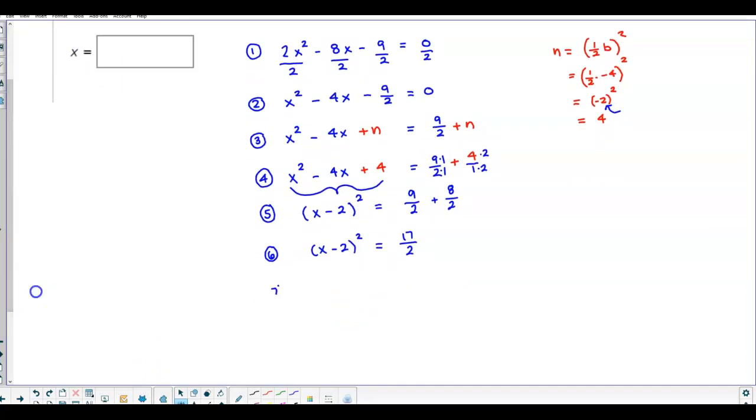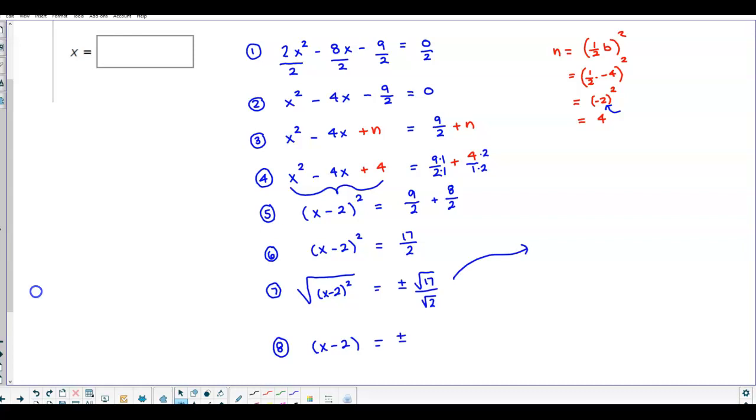Now, in step number 7, we're going to use the square root property. So we're going to take the square root of both sides. So we have x minus 2 squared here, the square root, and then plus or minus, don't forget the plus or minus, the square root of 17 over the square root of 2. So now in step number 8, we have x minus 2, and that's equal to plus or minus the following.